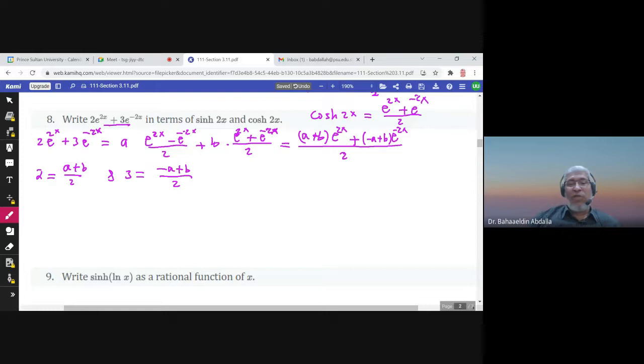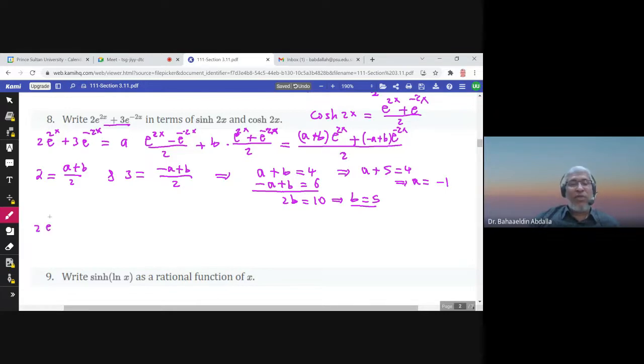So in the first equation, if I multiply by 2, I will have a plus b equals 4. The second equation, I will have negative a plus b equals 6. Now, if I add these two equations, 2b would be 10, which means that b is 5. And if b is 5, then a plus 5 is 4, and then a is 4 minus 5, or negative 1.